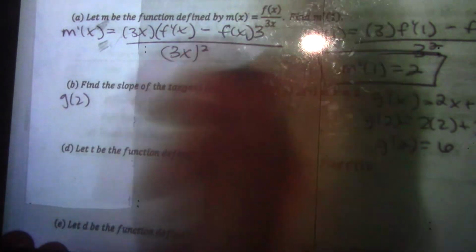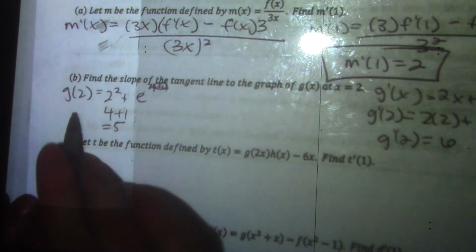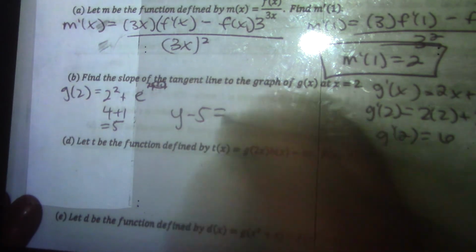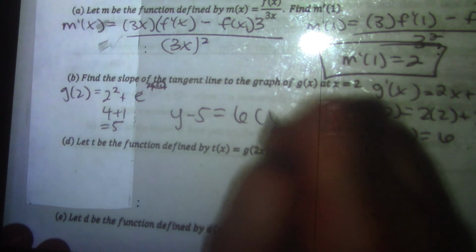G of 2, we're just straight plugging in. 2 squared plus e to the 4 minus 4. e to the 0 is 1, so this is 4 plus 1, which is 5. So that's my function value, so y minus 5 equals, slope is 6, times x minus 2.